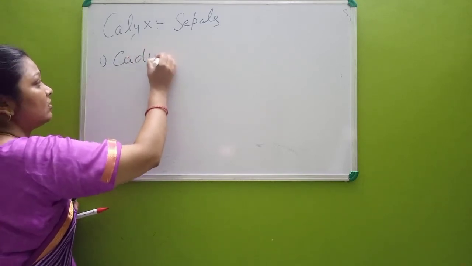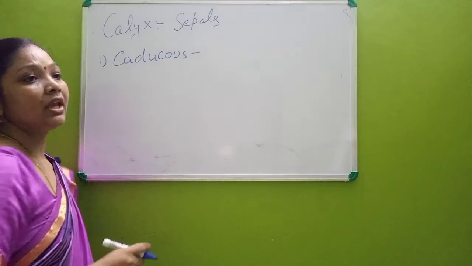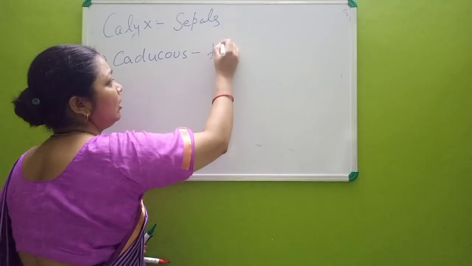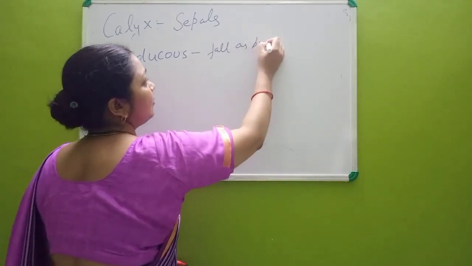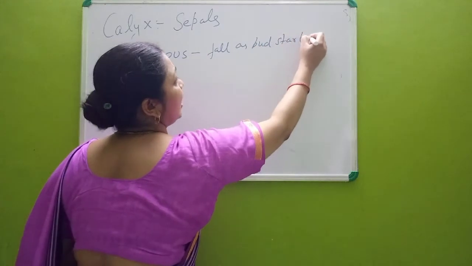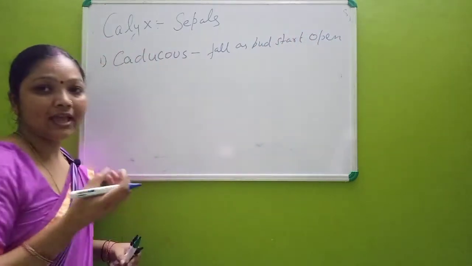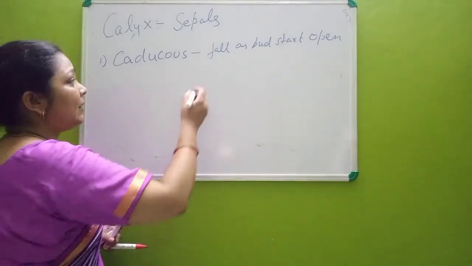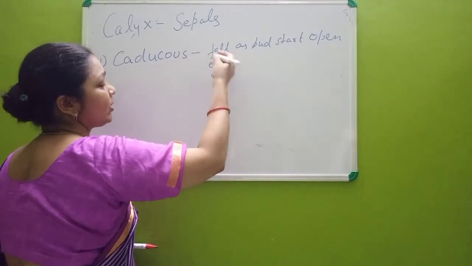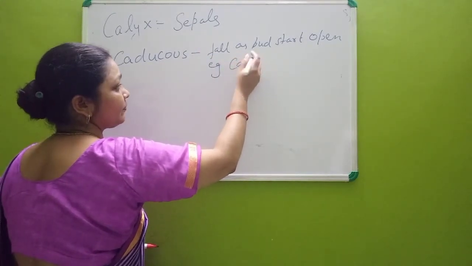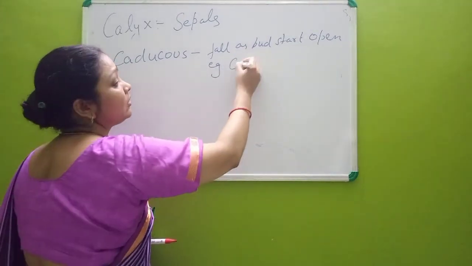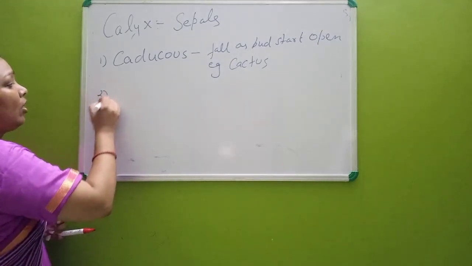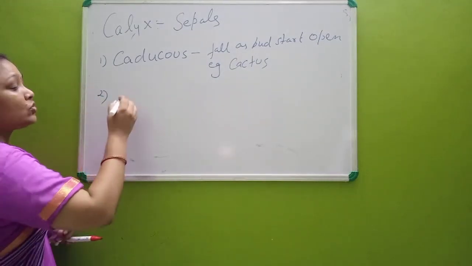The first type is known as caducous. It means the sepals fall as the bud starts to open. So as soon as the bud starts to open, the sepals fall off. An example of this type of calyx is found in cactus.